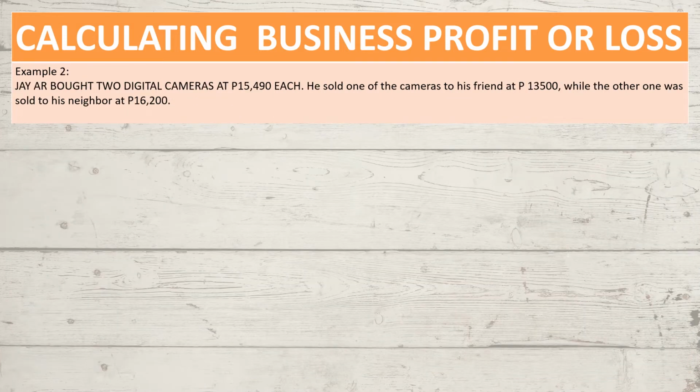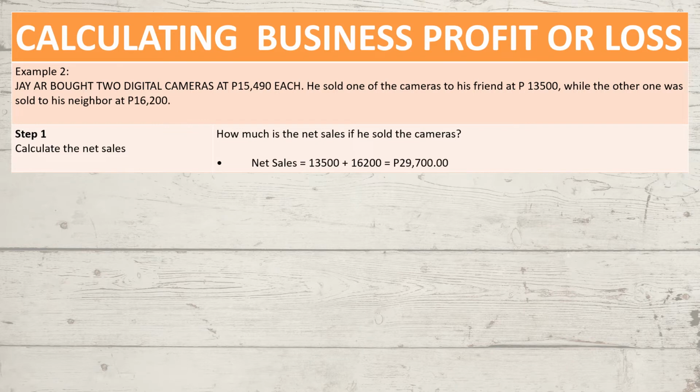Another example is JR bought two digital cameras at 15,490 pesos each. He sold one of the cameras to his friend at 13,500, while the other one was sold to his neighbor at 16,200. Okay, for the first step, we have to calculate the net sales. We have to answer the question, how much is the net sales if he sold the cameras? We now have to compute for net sales. How much does JR sold his camera?